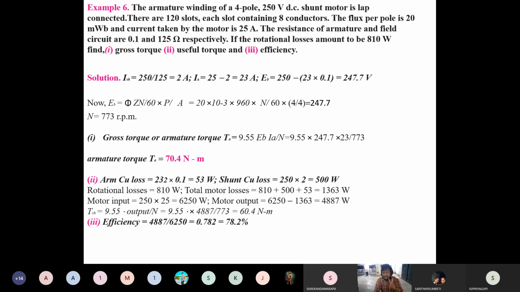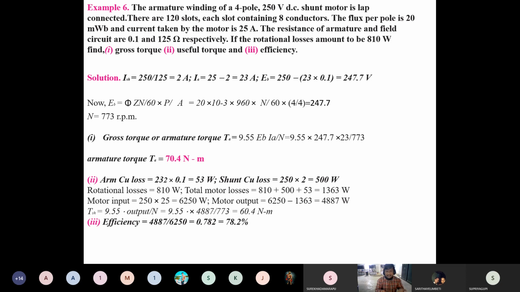So two formulas are available. Armature torque or gross torque is equal to 0.159 φ Z Ia into P by A. By using that formula we can determine the armature torque. Why? Because they have given all the values: they have given φ, they have given Z, we have determined Ia as 23, and then P and A, all the values are available. So that's why you determine armature torque by using that formula only.